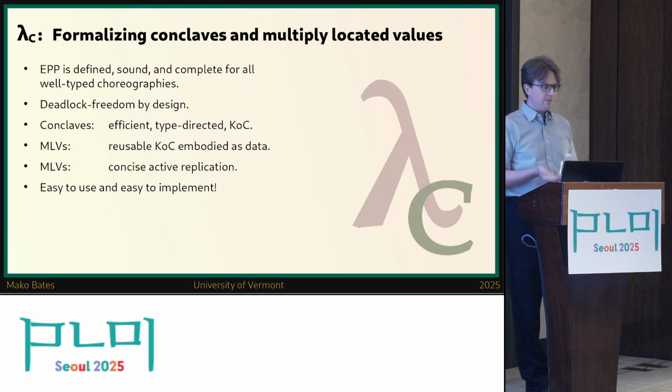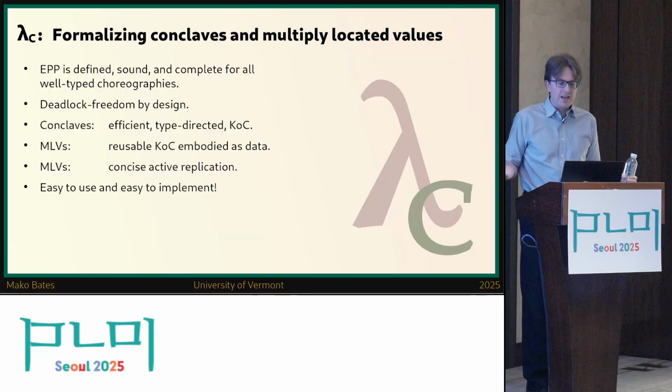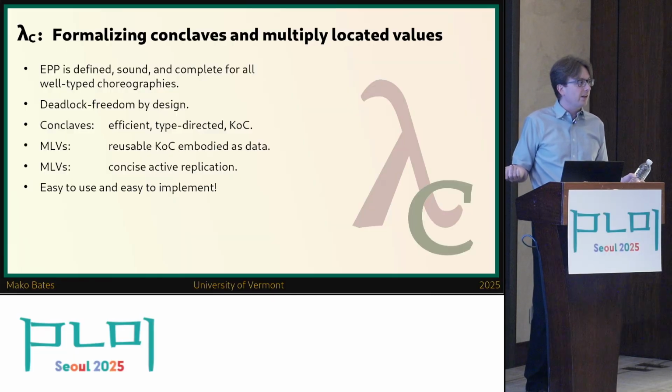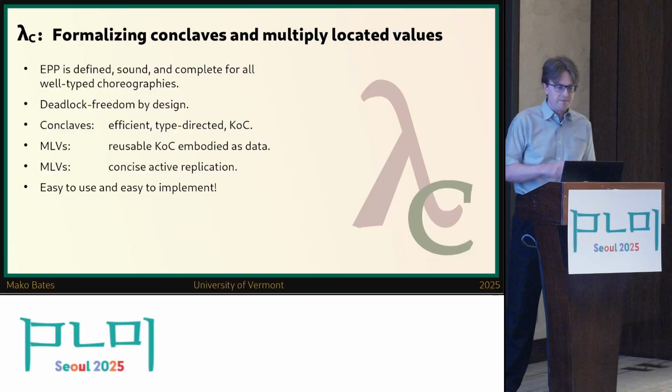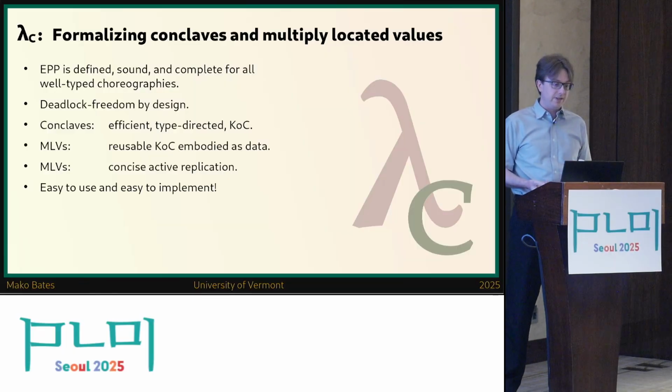So our formalism combines multiply located values and conclaves to make an efficient and intuitive and also completely type-directed knowledge of choice strategy. It's a lambda calculus. It has normal properties for lambda calculus like preservation and progress. And endpoint projection is well-defined and sound and complete for all well-typed programs. So your network semantics never get stuck.